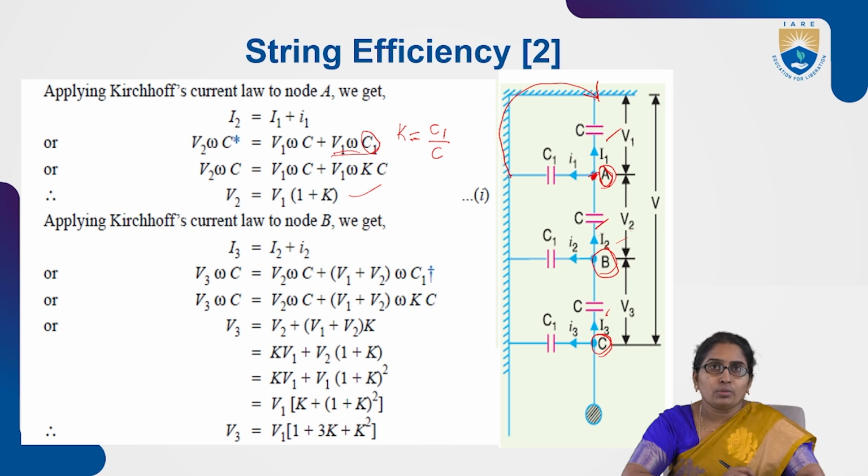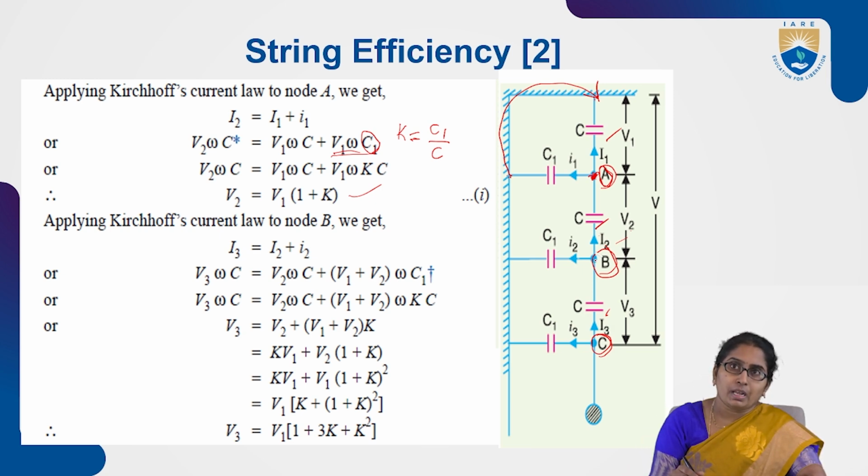Next, similarly, apply KCL at node B. So at node B, what are the incoming currents? Capital I3 is equal to leaving currents capital I2 plus small I2. So that is what is written. I3 is given by V3 into omega C, capital I2 is V2 into omega C, and this small I2 is given by V1 plus V2, because the voltage between this point and this point, which is the same as this point, is V1 plus V2. So that's why V1 plus V2 into omega C1.